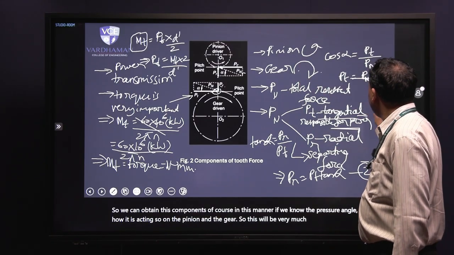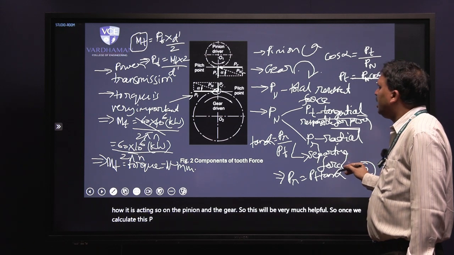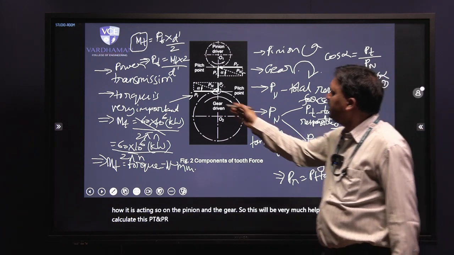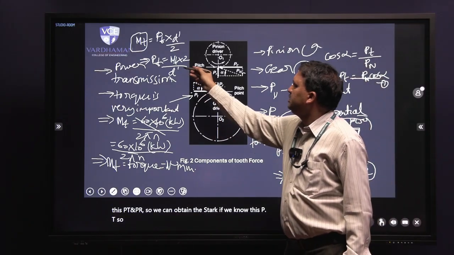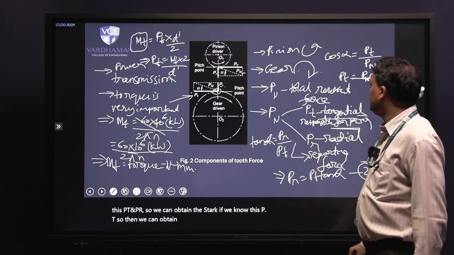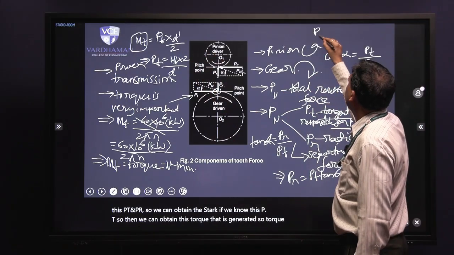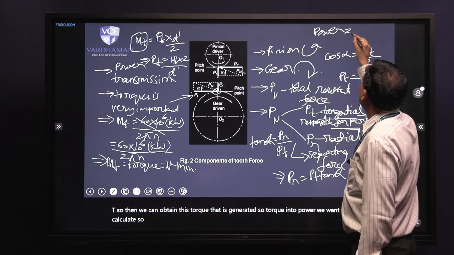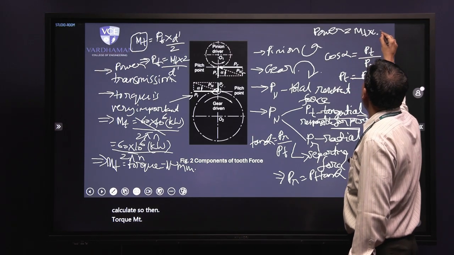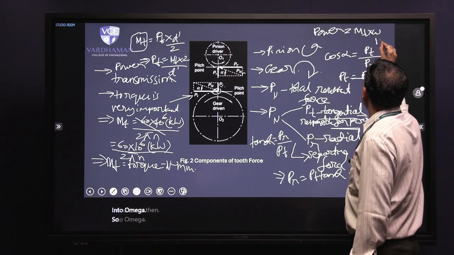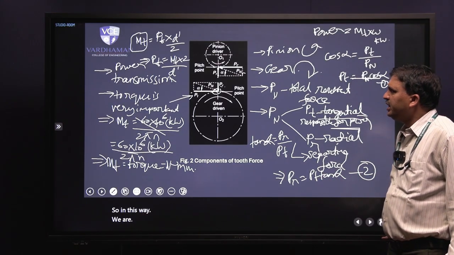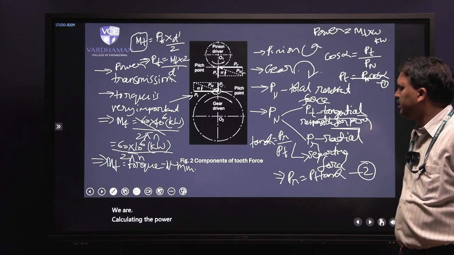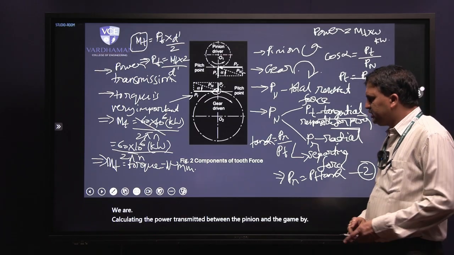Once we calculate Pt and Pr, and if we know Pt, we can obtain the torque that is generated. If you want to calculate the power, then it is the torque Mt into omega, which will give you the power. In this way we calculate the power transmitted between the pinion and the gear by gear tooth force analysis.